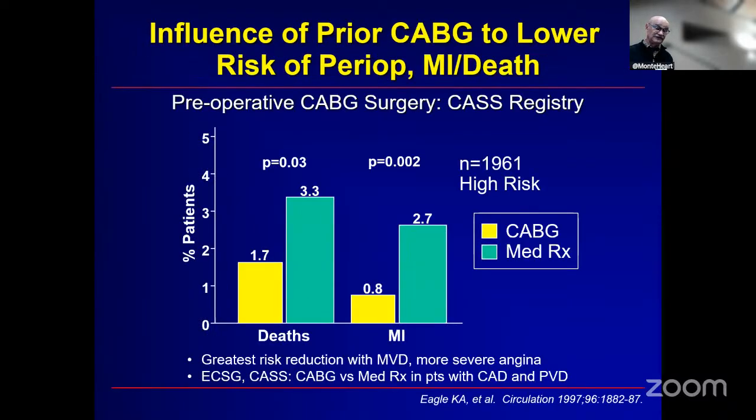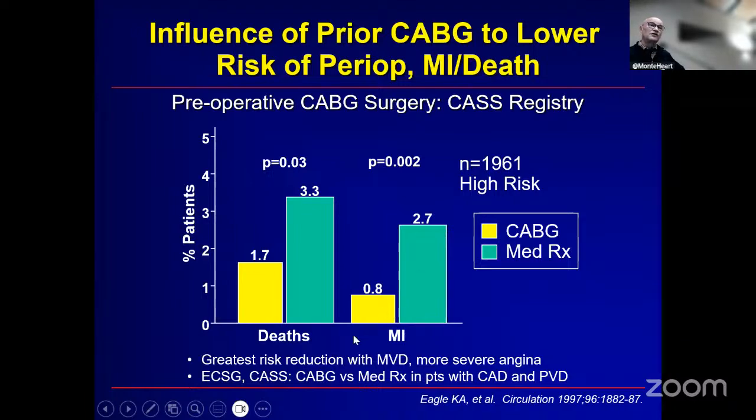Well, I don't know. I published this study in Circulation, which basically looked at the CASS registry. And it asked the question, if you were getting a non-cardiac operation in the CASS registry and you'd had a prior bypass versus medical treatment, did the bypass group do better? The answer is yeah, a heck of a lot better. They had a 50% reduction in death and a 2/3 reduction in heart attack.